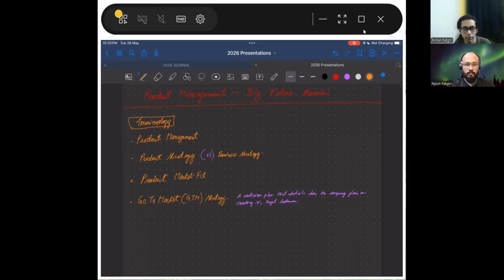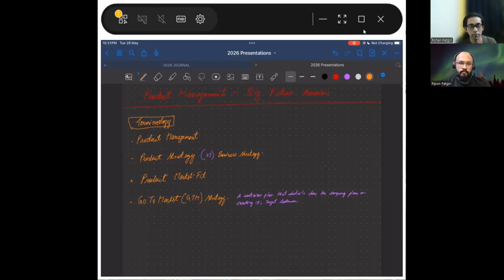What I'm going to talk about is product management, and I'm going to give a big picture overview of these things. There are some terminologies that I'm going to cover, so I'm going to lay them out right at the beginning so that you have an idea when I mention them. Those are product management, product strategy, product market fit, and go-to-market strategy. So these are the four things that I'm going to cover.